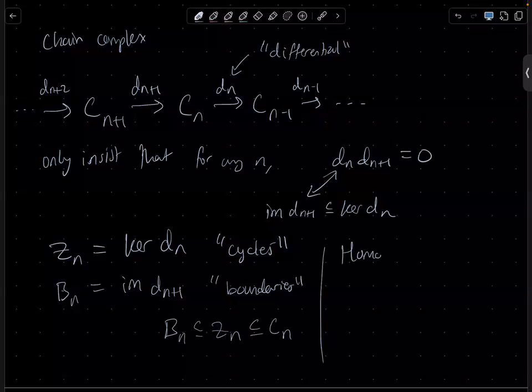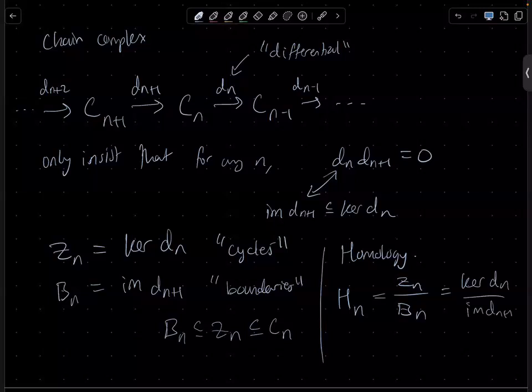Nice notation. And now the thing we've been waiting for: homology. What is homology? It's denoted by Hn, which is Zn modulo Bn, the cycles mod the boundaries. In my head, I don't actually think Zn mod Bn; I always think kernel mod image. I'll write this down.